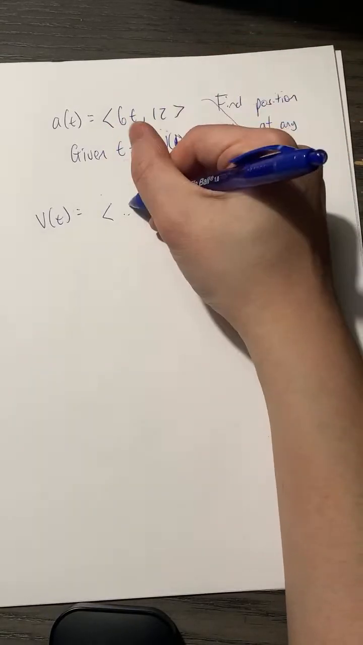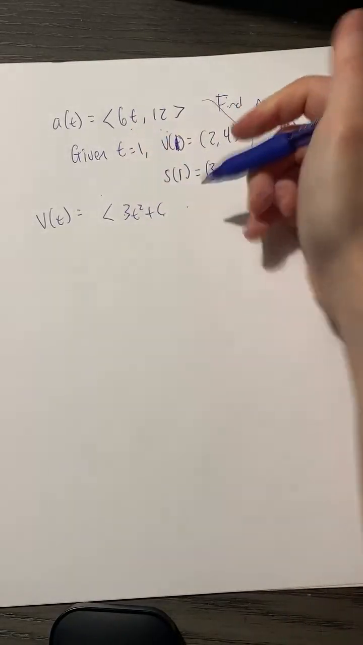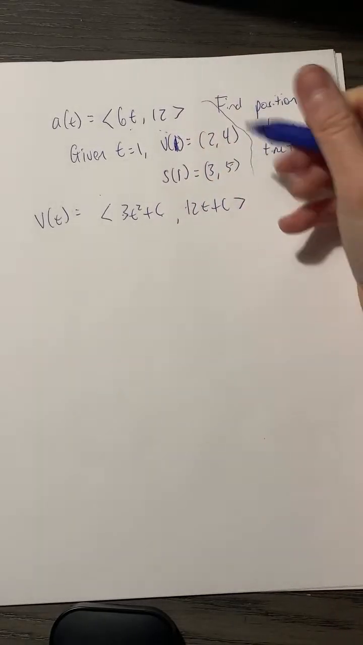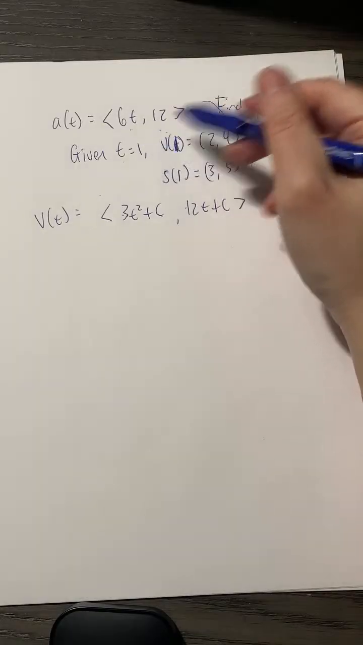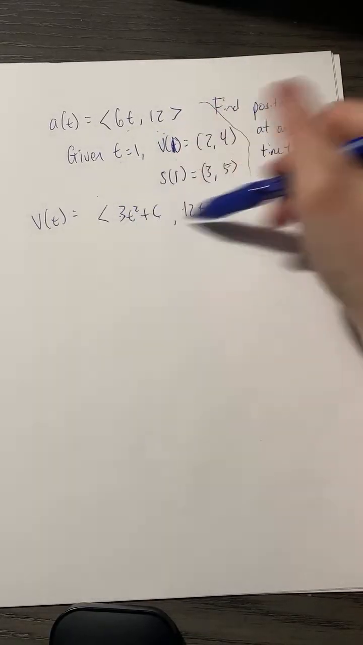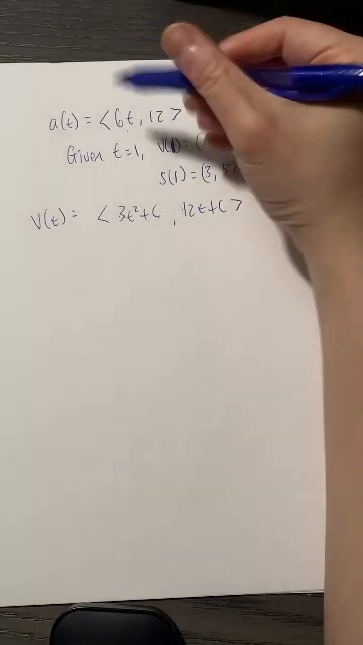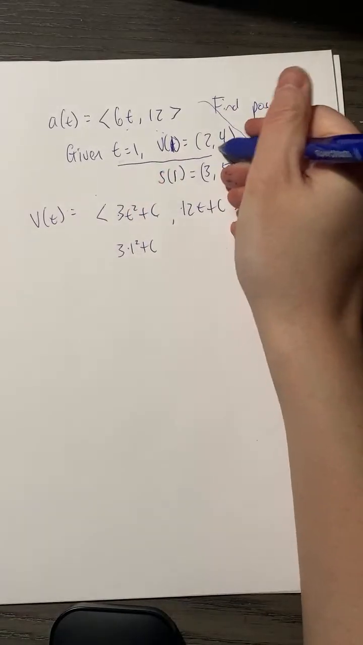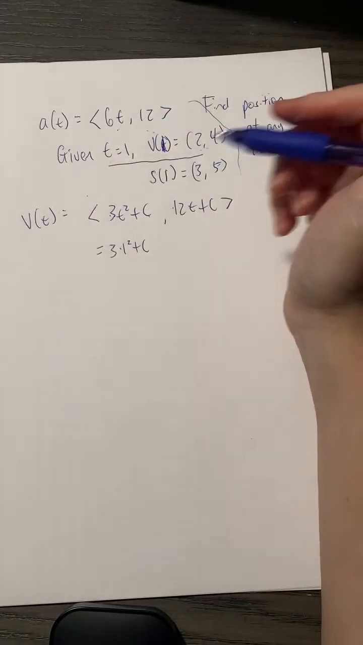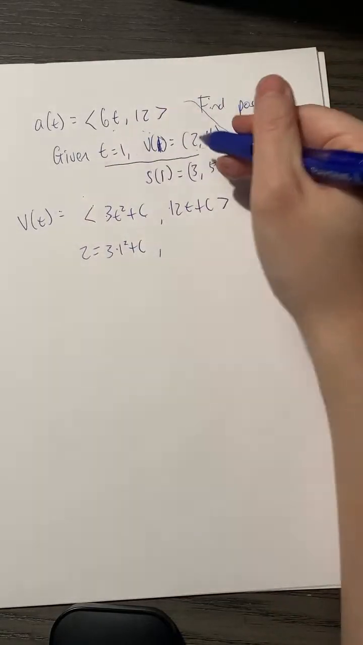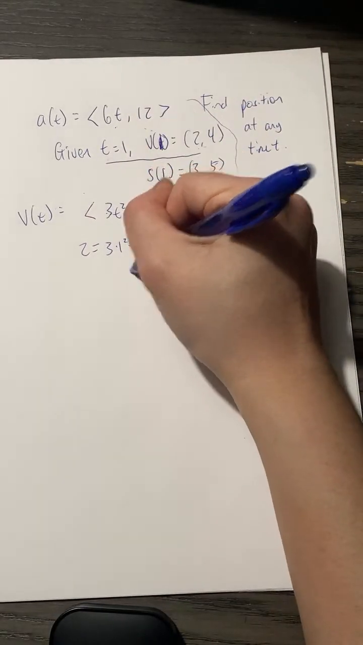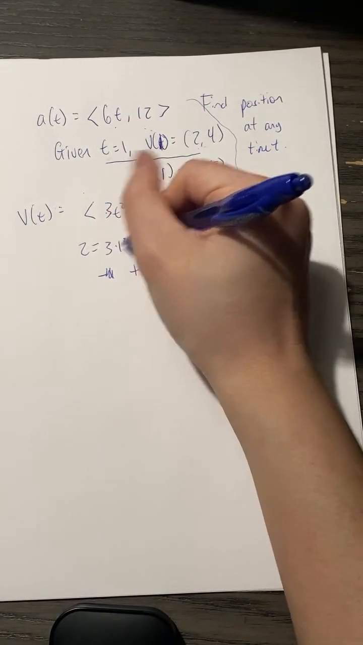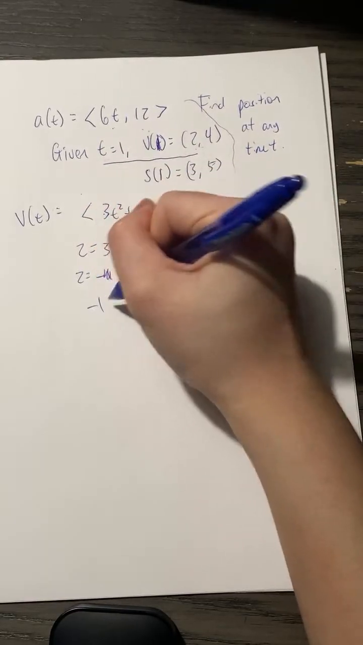The integral of 6t is 3t squared plus c, really c1 if you want. And then the integral of this is just 12t plus c. Then you plug in the given condition to find the velocity. So we're going to cover up the position. We're just going to use this point right here. t is equal to 1, so we plug in 1 here, and then we set it equal to the velocity's x-coordinate, which is 2. We'll do the same thing with the y-coordinate later. Let's solve for the c, though. Looks like we're going to get -1, if I can do math, because this is 3, and this is 2, so it's -1.